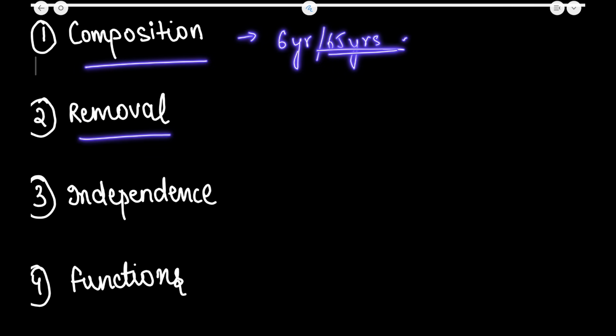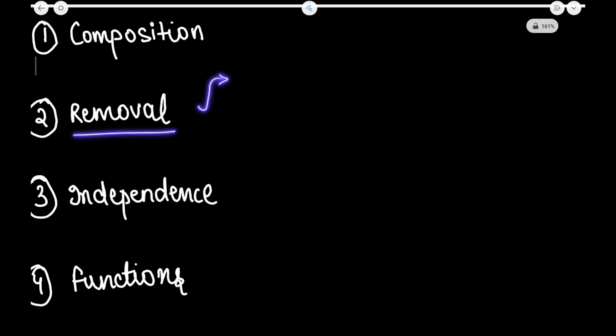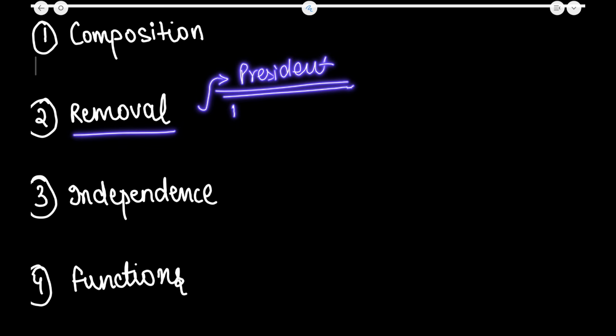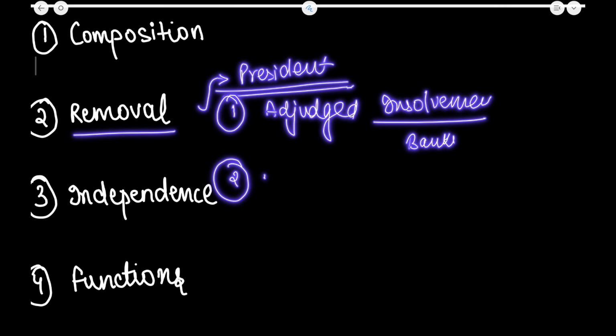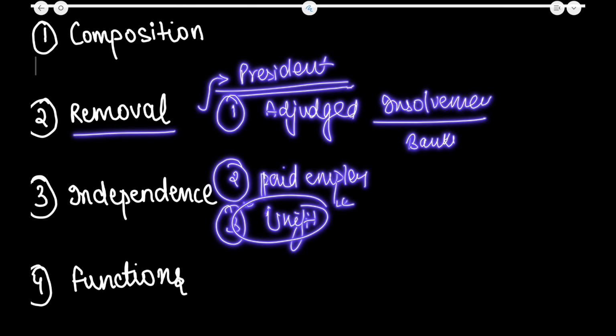Now let us talk about the removal. Who can remove the UPSC members? The president can remove the chairman or any other member of the UPSC from the office under the following circumstances. What are the circumstances under which the president can remove? When the member is an adjudged insolvent, or in other words, the member has gone bankrupt. Another condition is if the member engages during his term of office in any paid employment outside the UPSC. The third condition here is if he is, in the opinion of the president, unfit by body or by mind to continue in office.